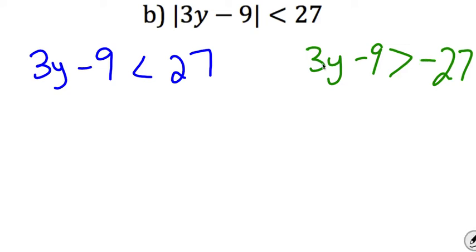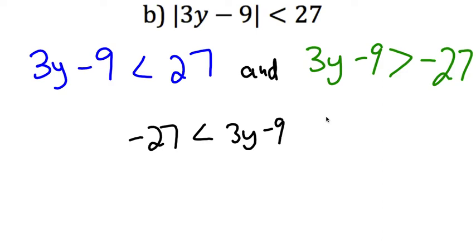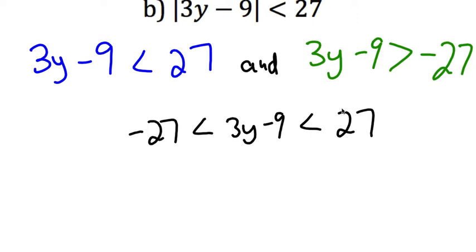Now what do we connect this with? Well, this is a less than, so less than means and. Remember, when you have an and inequality, the way that I like to set this up is like this: negative 27 is less than 3y minus 9 is less than 27. I'm going to solve it like that because it makes less work. You can only do it when it's an and. Put the smaller number on the left, this stuff here, 3y minus 9, going in the middle, and then the bigger number on the right.